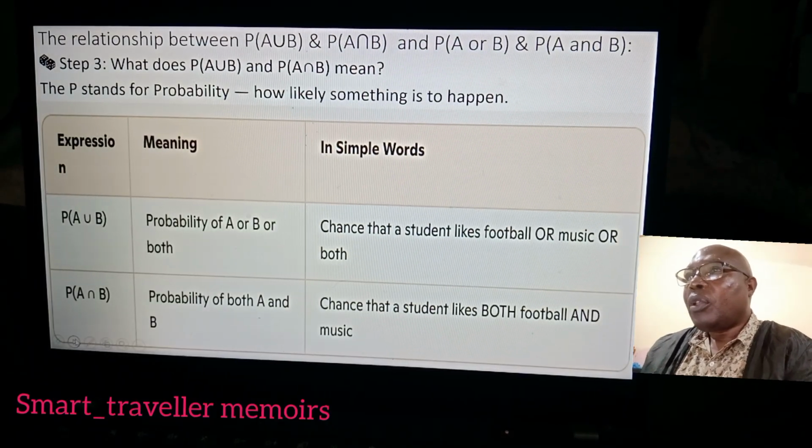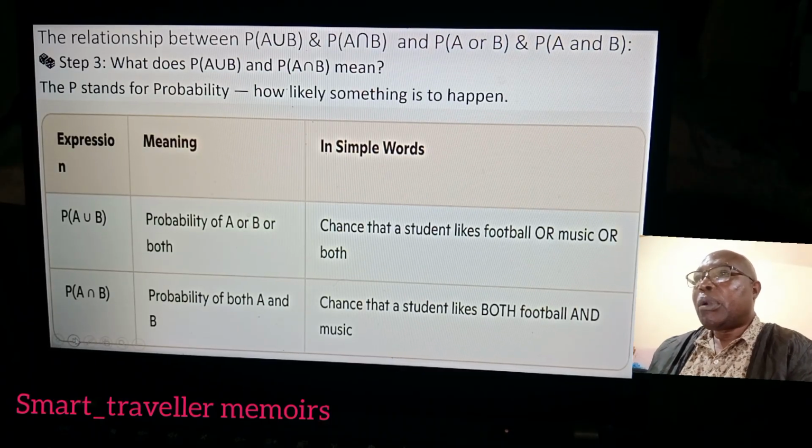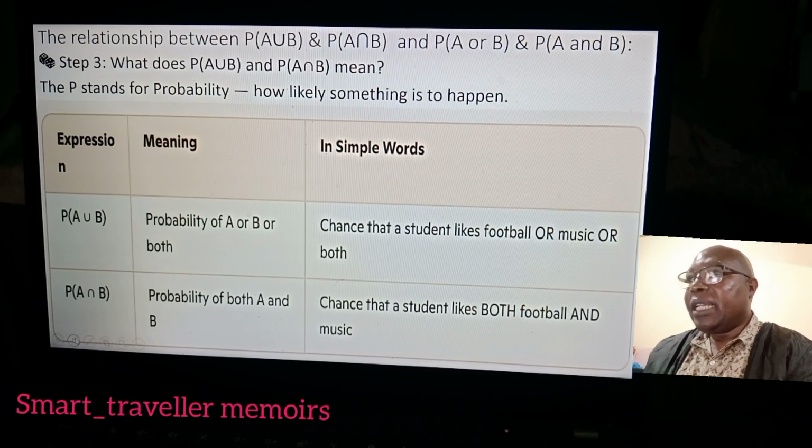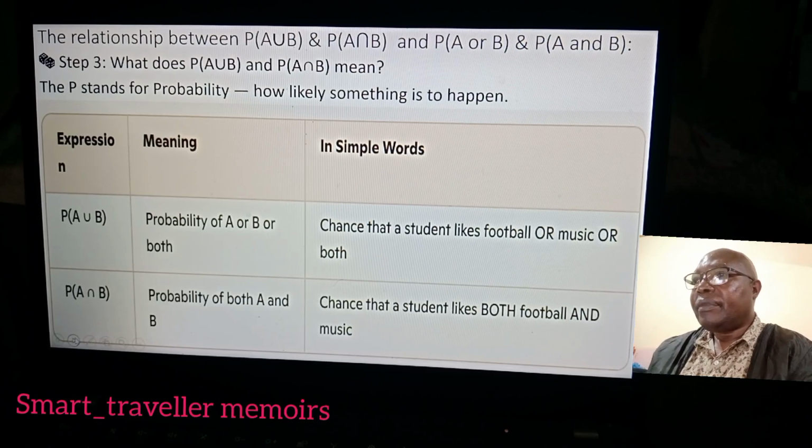So, what does the probability of A union B and the probability of A intersection B mean? The P stands for probability, and probability is how likely something is to happen.